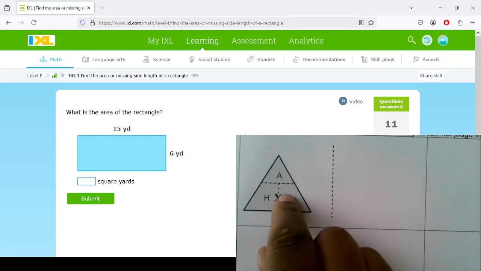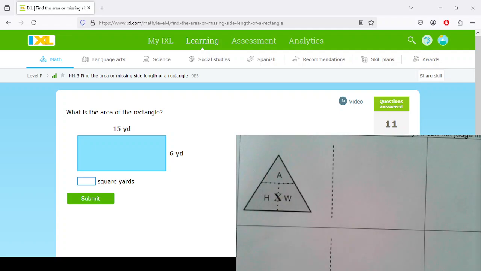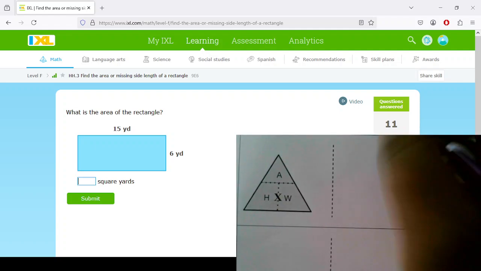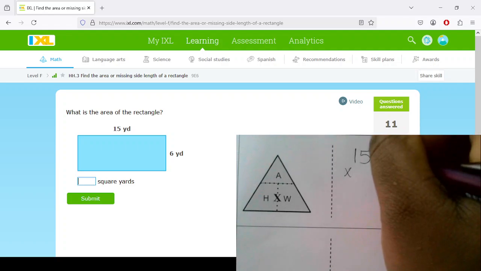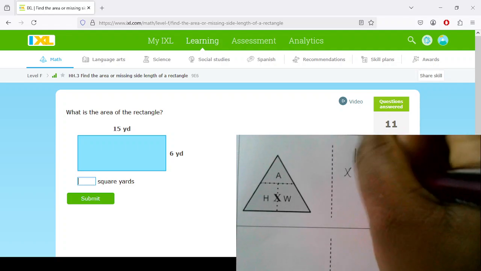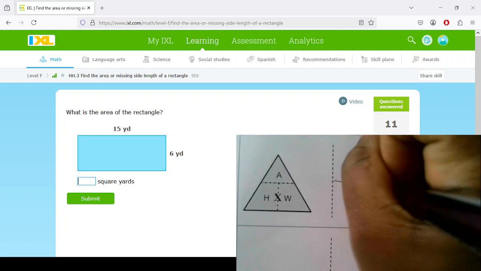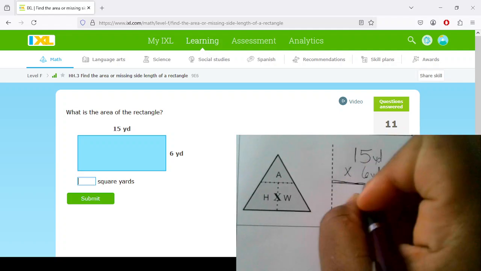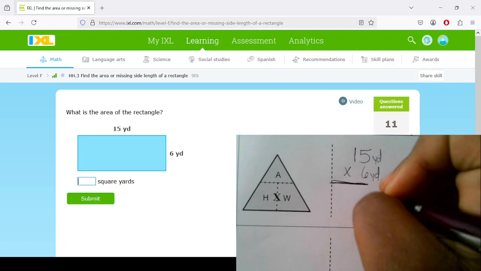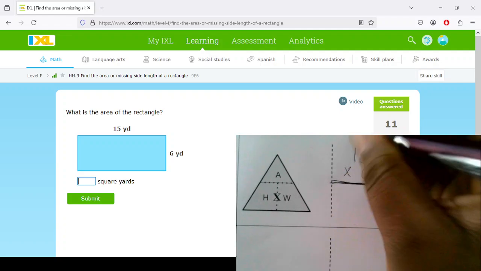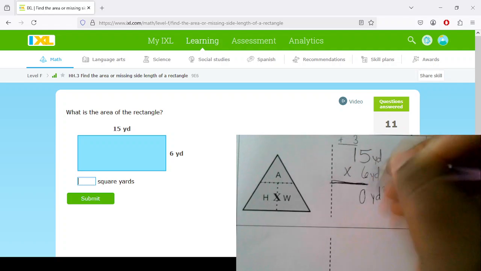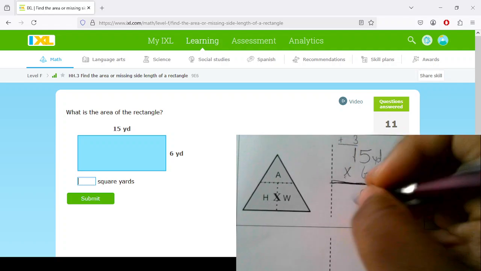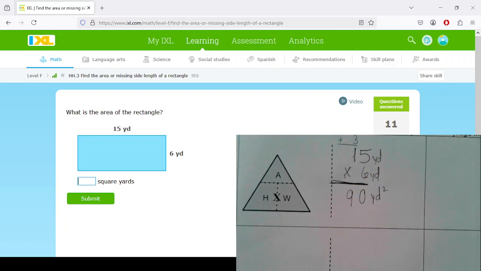What is the area of the rectangle? 15 times 6. I'm just going to jot it down. 15 yards times 6 yards. Because I cannot forget my units. It's going to give me square yards. 6 times 5 is 30. 6 times 1 is 6. Add 3. It's 90 square yards.